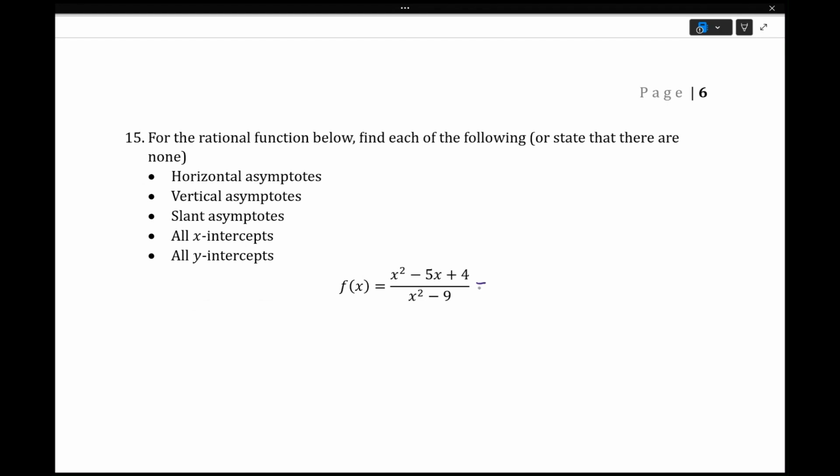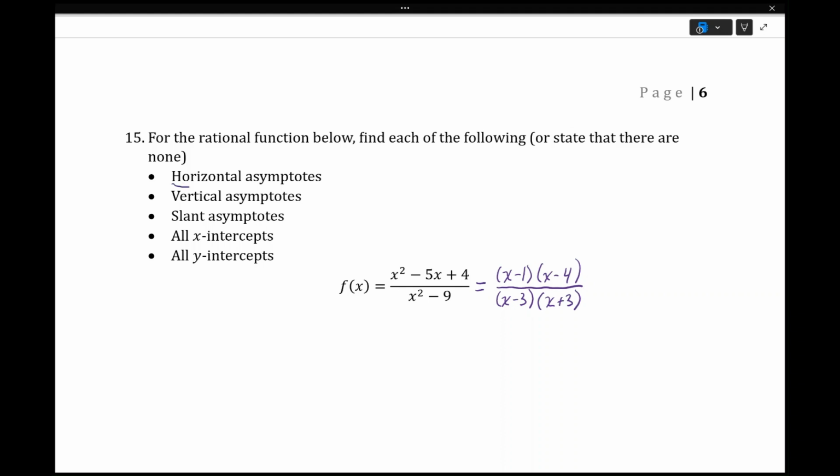So the first thing I notice with a rational function is that we should factor it. That'll help us find almost all of these things. So let's see, what adds to -5 and multiplies to +4? Well, that's going to be x minus 1 and x minus 4. And then x squared minus 9 is a difference of squares, so it factors to x minus 3 times x plus 3. So we're going to use that.